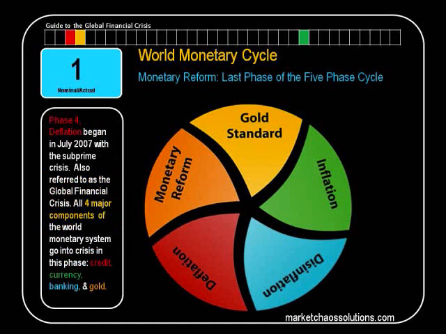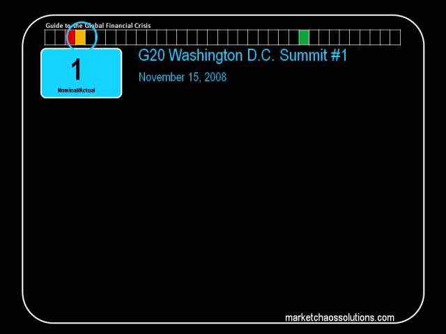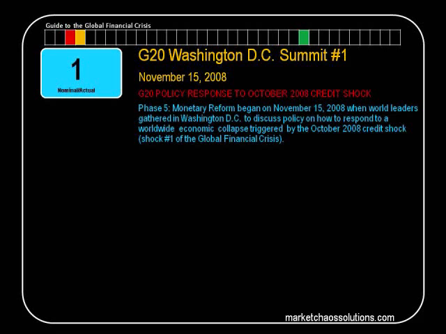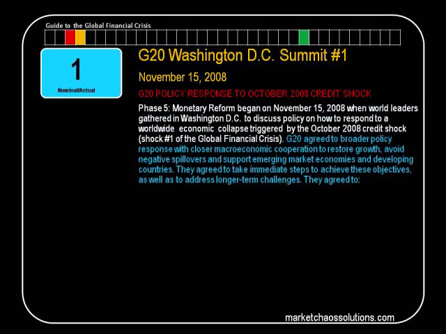Phase 4 deflation began in July of 2007 with the subprime crisis. It's also referred to as the global financial crisis. All 4 major components of the world monetary system go into crisis in this phase: credit, currency, banking, and gold. Phase 5 monetary reform began on November 15th of 2008 when world leaders gathered in Washington, D.C. to discuss policy on how to respond to the worldwide economic collapse triggered by the October 2008 credit shock. This is the first shock of the global financial crisis.